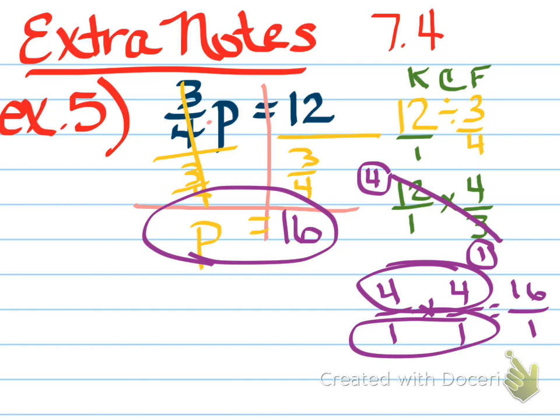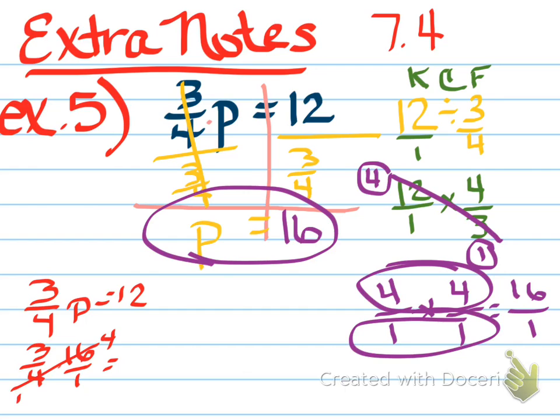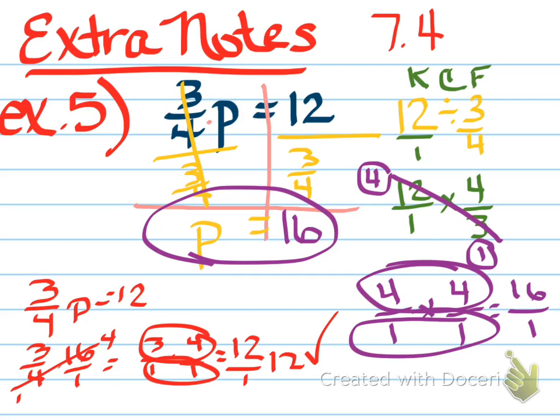So to check our work, because we always check our work, and this is really, really good idea for these, we're going to go back to the original. We're going to substitute 3/4 times 16. We're going to make that 16 over 1. If we cross simplify here, we get 1 and 4. And then we do our hamburger, because it's now 3 over 1 times 4 over 1. Hamburger is going to be 12 over 1, which is 12, which is what we had in the beginning. So that is correct. So the answer is P equals 16.